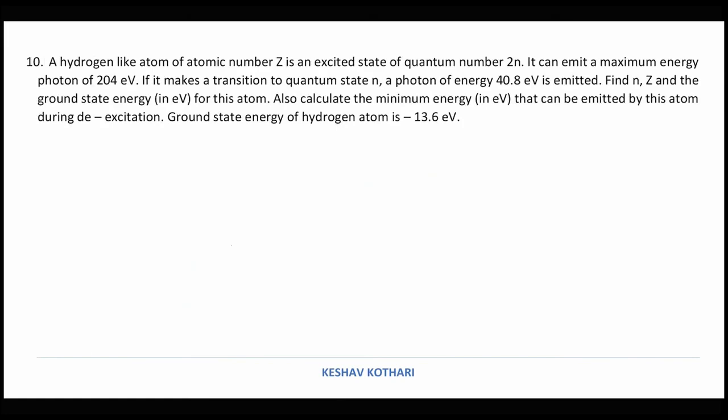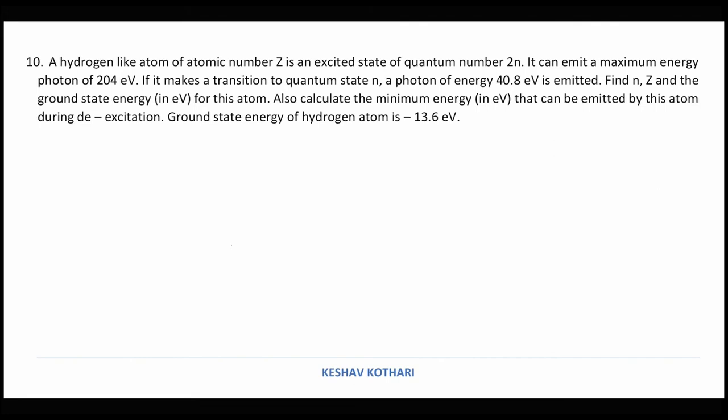A hydrogen-like atom of atomic number Z is in an excited state of quantum number 2n. It can emit a maximum energy photon of 204 electron volt. If it makes a transition to quantum state n, a photon of energy 40.8 electron volt is emitted. Find n, Z and the ground state energy for this atom.